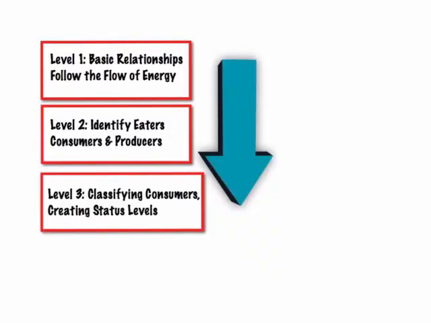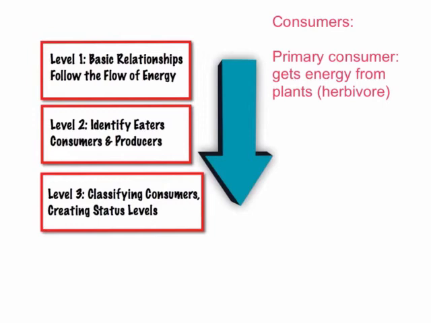In our last level of food web, level 3, we're going to be thinking about classifying the consumers. We're going to leave the producers alone. The producers are not going to get any more labels, but we're going to add one more label to the different types of consumers. Therefore, it creates a sort of status between the different types of consumers in our food web. Our first type of consumer is considered a primary consumer.